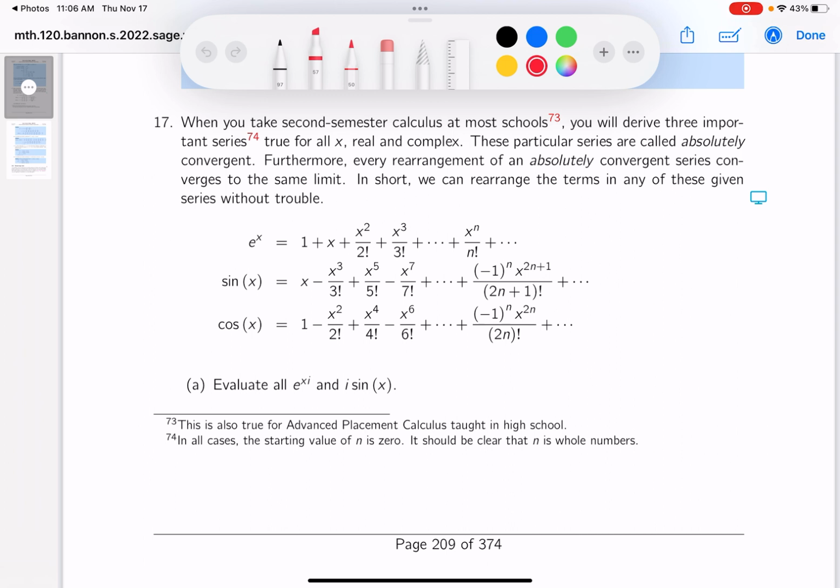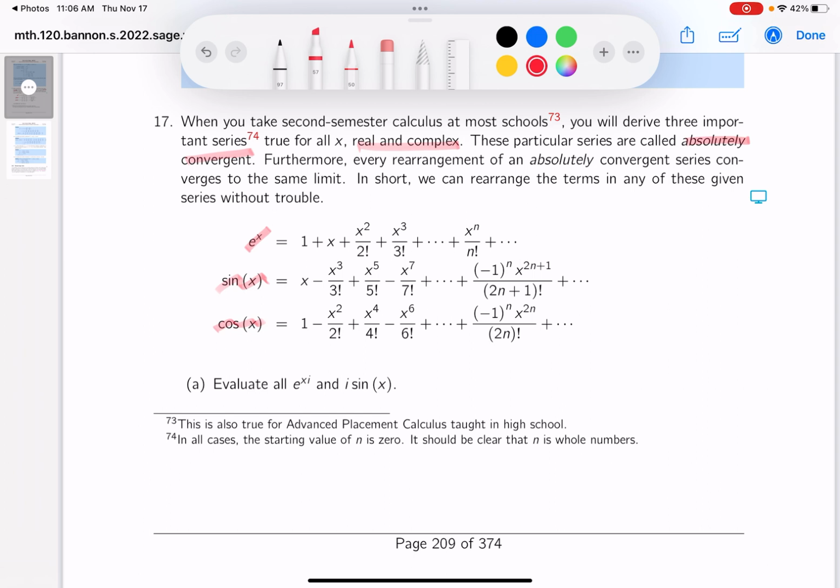It says you'll derive three important series expansions for e to the x, sine x, cosine x, and those series are indicated. What's nice about these series, though, is they're absolutely convergent, and they're true for all numbers, complex and real. So that's nice to know. The other thing is, if they're absolutely convergent, you can rearrange the terms in any way you like.